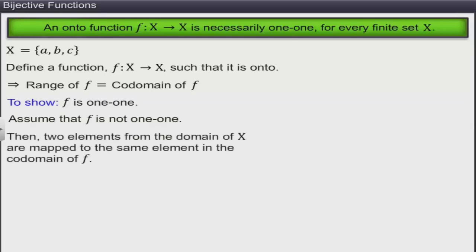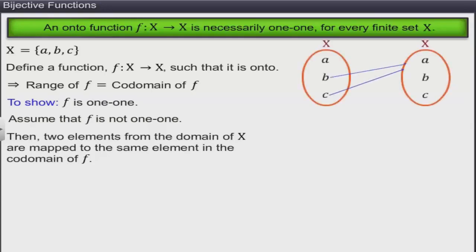That means two elements from the domain of f are mapped to the same element in the codomain of f. Suppose b and c are mapped to a under f. Now, we are left with one more element, a, in the domain of f that can be mapped to any one of the remaining two elements in the codomain of f. Let a be mapped to b.